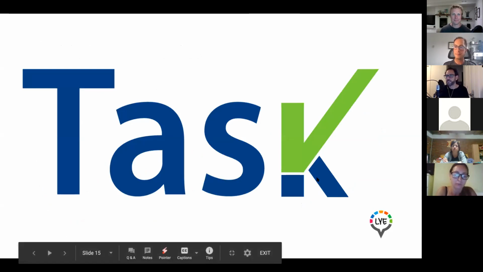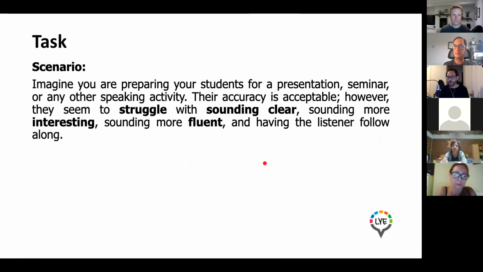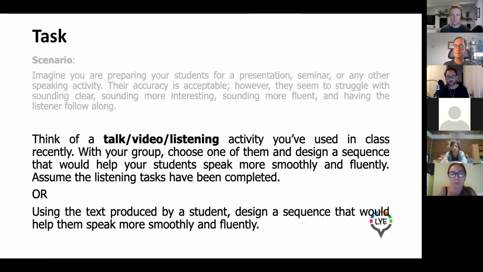So I'm going to present you with a scenario here, and I want everyone to think about this. Imagine you're preparing your students for a presentation or an academic seminar or any other type of speaking activity. The fact is their accuracy is acceptable, but they're still struggling with sounding clear, sounding more interesting, sounding more fluent, and more importantly, having the listener follow along. So this is the scenario for us.